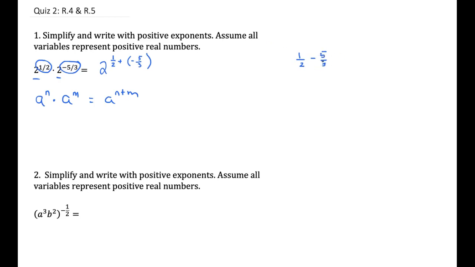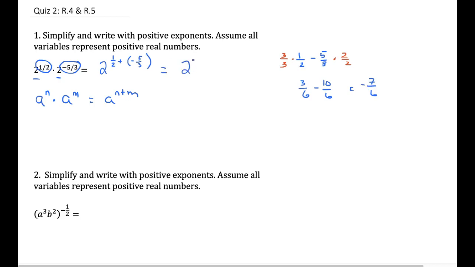We have two different denominators here, 2 and 3, and that means we need to find the least common multiple of 2 and 3, and that is 6. So we need to make a 6 on both sides. I'm going to multiply this one by 3/3 and this one by 2/2. And I get 3/6 minus 10/6, and that is negative 7/6. Okay, so that's the exponent. So the answer is 2 to the negative 7/6.